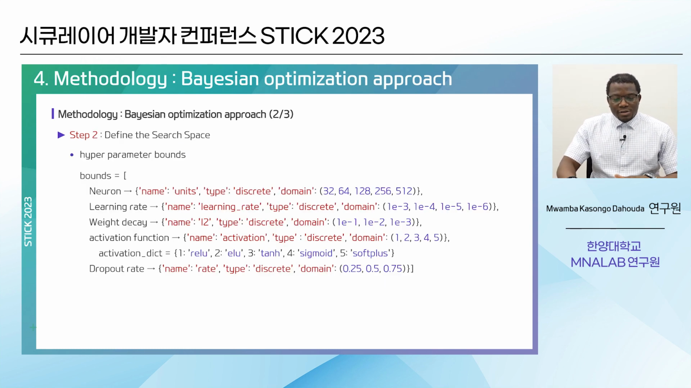We now define the search space for our hyperparameters for the objective function. This includes specifying the range or possible values for each hyperparameter that we want to optimize. The search space can be continuous, discrete, or mixed.